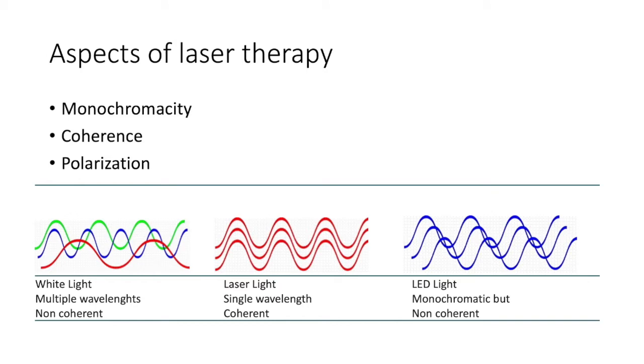Laser therapy has different physical aspects, which can be divided into monochromicity, coherence, and polarization. The monochromicity of a laser: a laser is a device that emits monochromatic light through a process of optical amplification based on the stimulated emission of photons. So laser therapy uses just specific wavelengths.